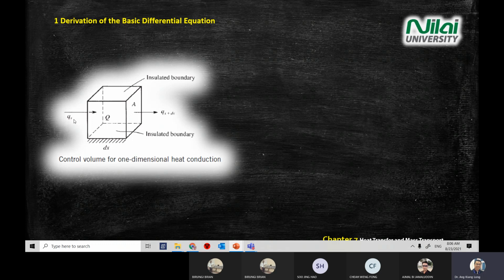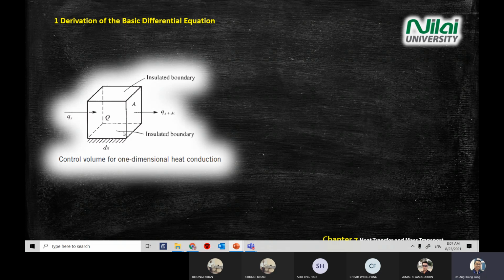Why is there a small x there? Because it is along the x-axis. So we write it as small qx. And then when it comes out from the other side, because the length of your cube is dx, there must be something happening to the energy. So on the right-hand side, when the energy comes out from the other side, we write q sub x plus dx. It means x plus dx is coming out from the other side.